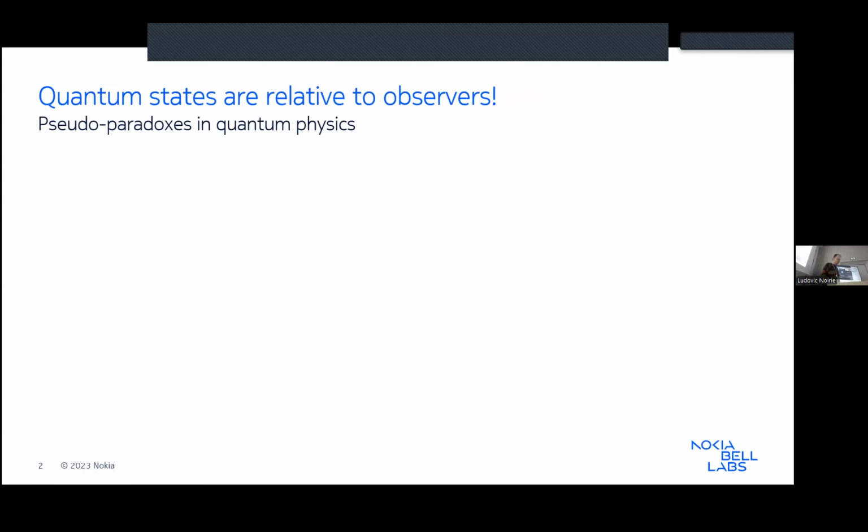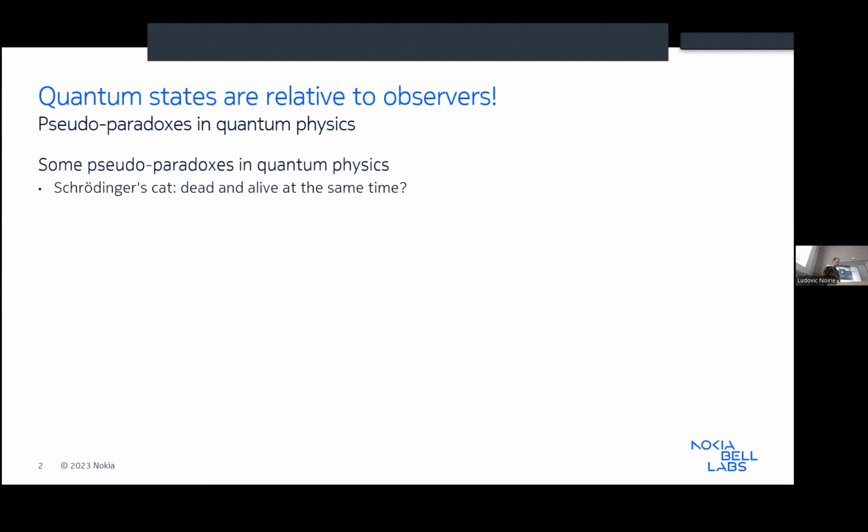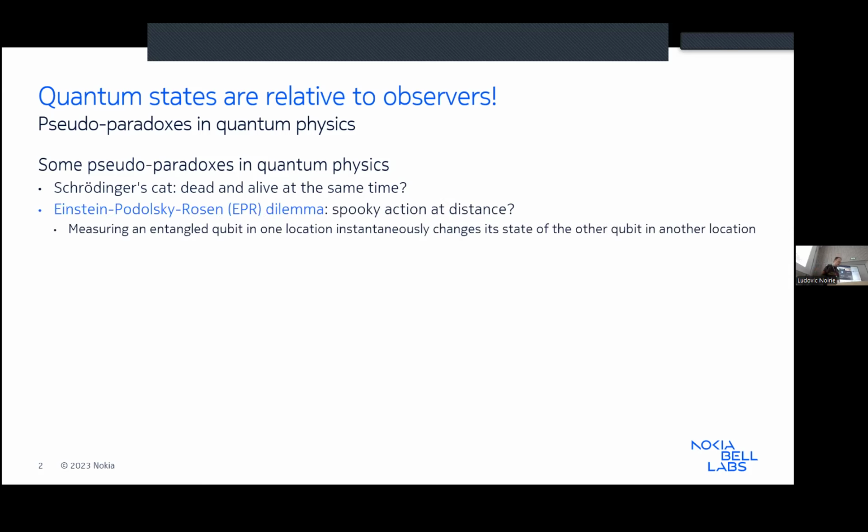So for the introduction, I first want to talk about quantum paradoxes in quantum physics, and I say pseudo-paradoxes, because depending on how we understand quantum physics, most of them are not really paradoxes. The most known paradoxes in quantum physics are first the Schrödinger cat: is the cat dead or alive at the same time? And you also have the Einstein-Podolsky-Rosen paradox, which is about the spooky action at a distance.